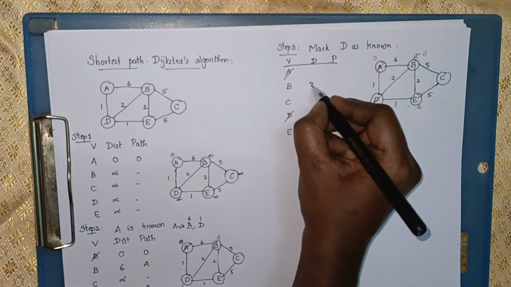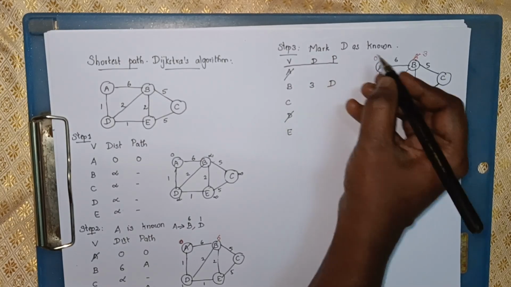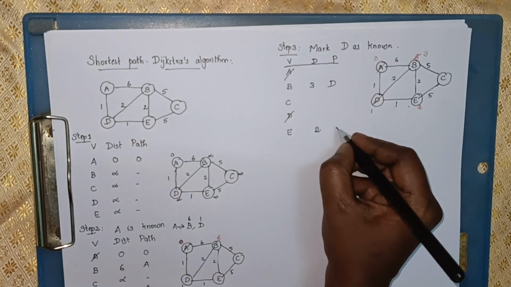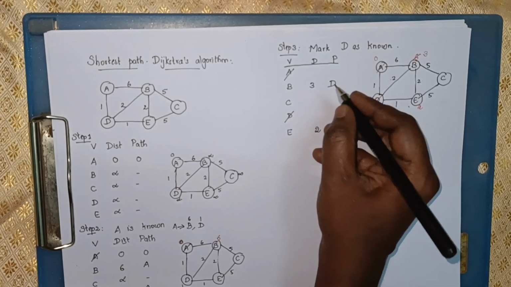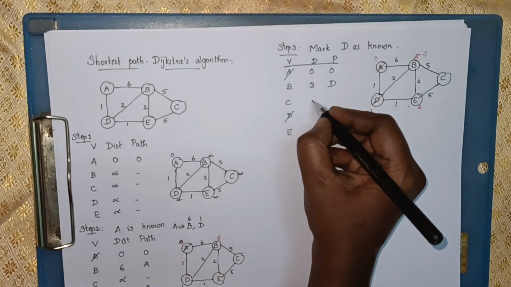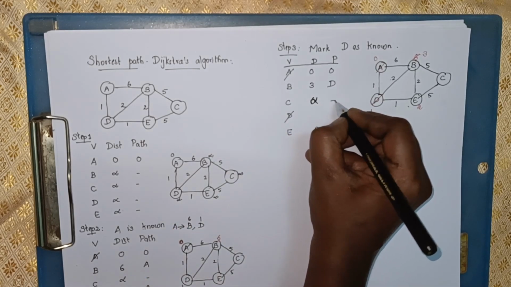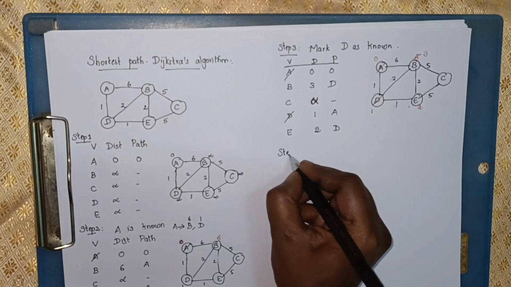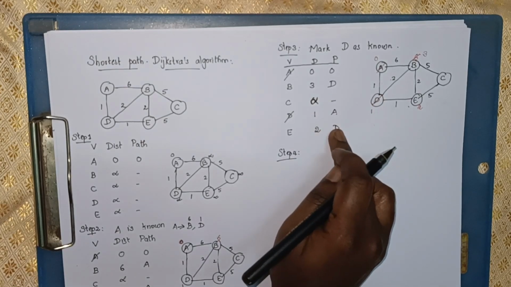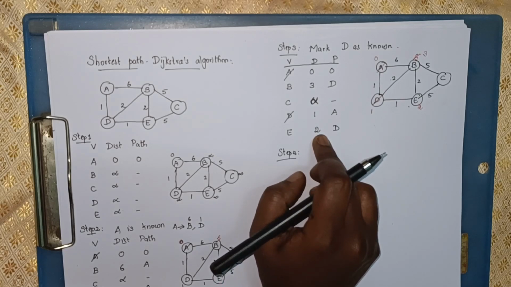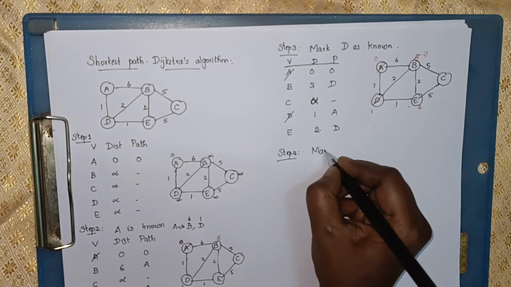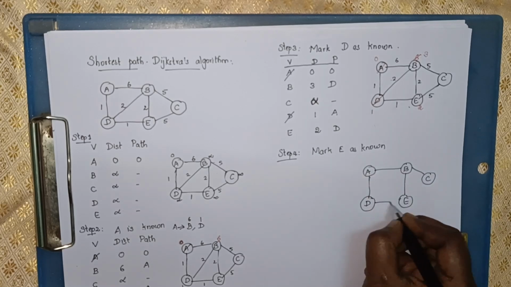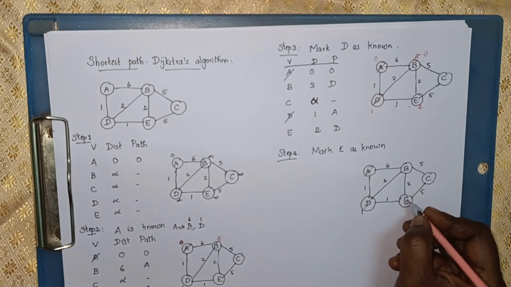B's value is 3 from the node D. Since D is known, we are going to make the path as D. Then E's value is 2 from D. So others we are going to just note from the previous table itself. Okay, the next step is I am going to take the minimum of this. The minimum is E. So you are going to take E as known. E is known. So mark E as known.